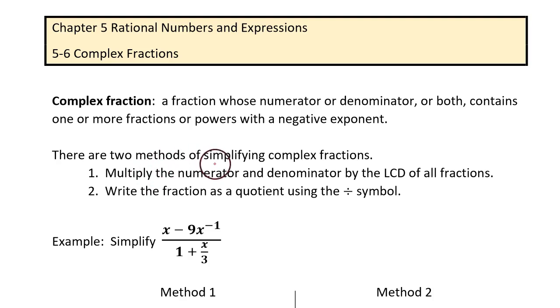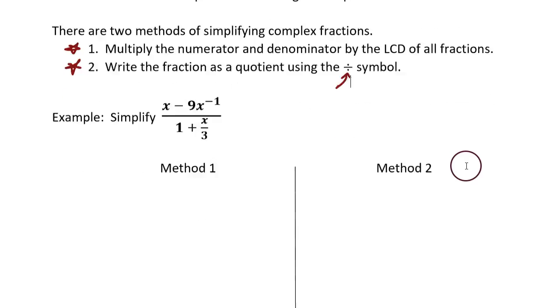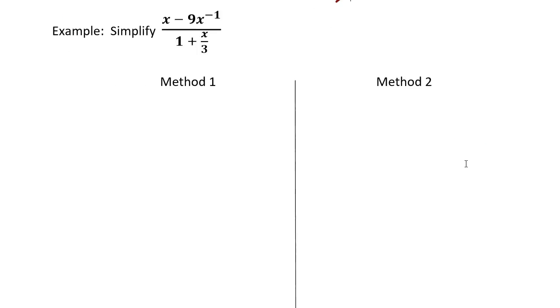There are two methods of simplifying complex fractions. We'll practice both of them. First method, multiply the numerator and denominator by the least common denominator of all fractions. Method number two, write the fraction as a quotient using this kind of division symbol. Here's an example problem, and we'll solve it with both methods.